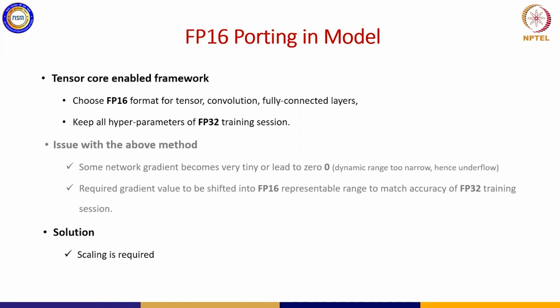Now, like I said earlier, there are issues with this. The issue that will arise here is that FP16 has a dynamic range that is too narrow. Hence, it leads to what we call underflow. So gradients become very small, and you might have zero gradient, and this will affect your training. So you need to do some kind of shifting into the FP16 representable range to match the accuracy of the FP32 that you have.